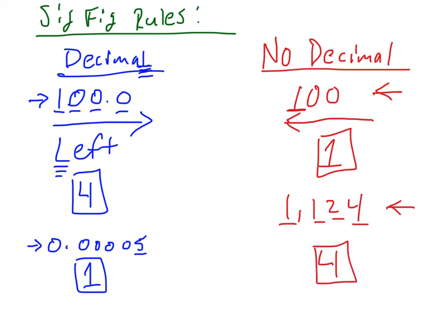Okay, so now we know how to decide how many significant figures a number has. And this is going to become very important later on whenever we do calculations and measurements, so that we can always maintain our accuracy level throughout all of our work.